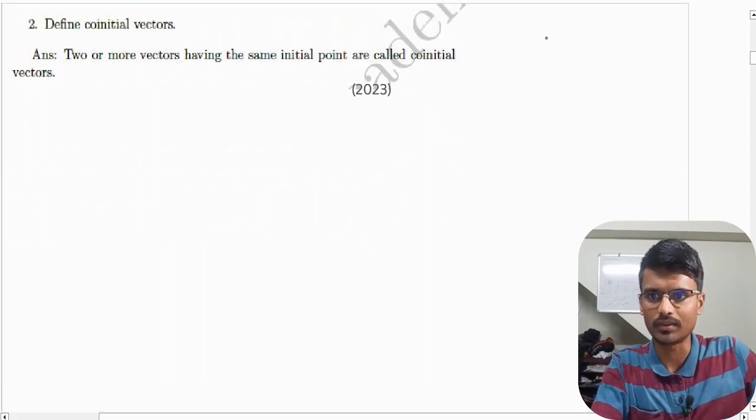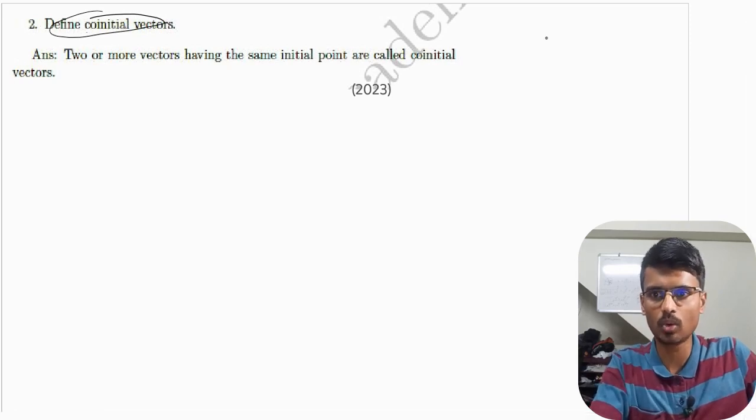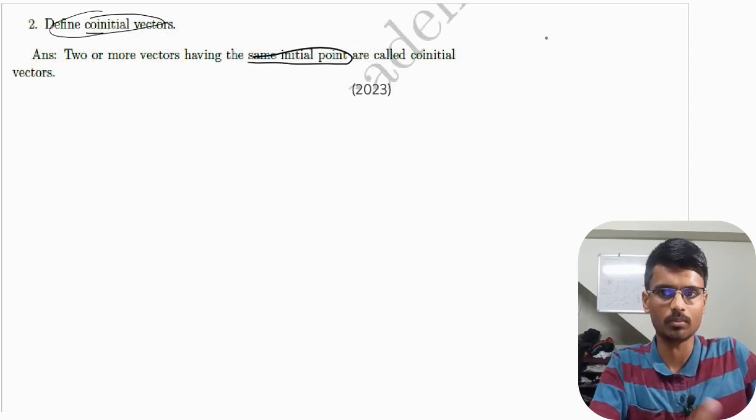The next question: define co-initial vectors. The name itself says co means same, co-initial. Two vectors having the same initial point are called co-initial vectors. So this is important, same initial point. That was a simple one. Moving on.